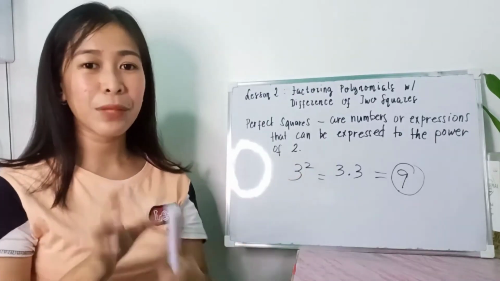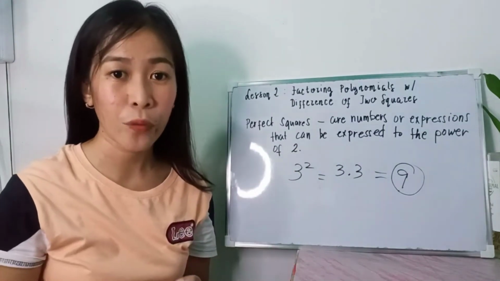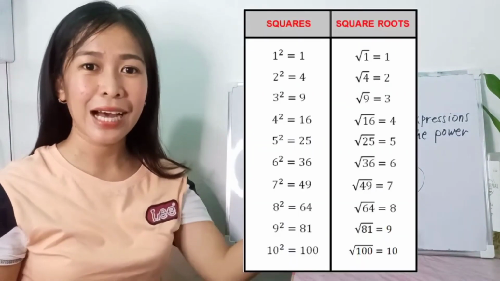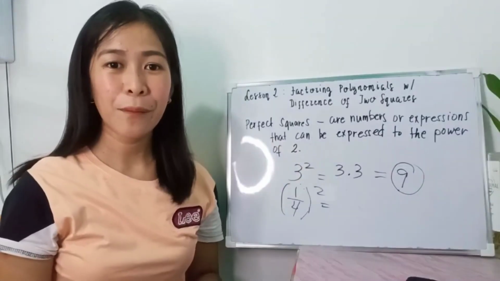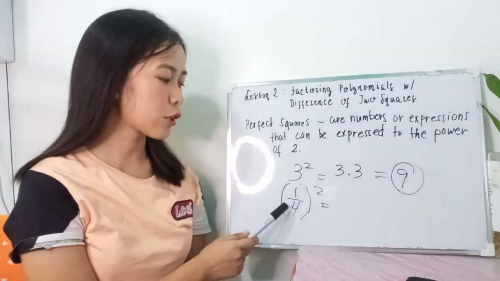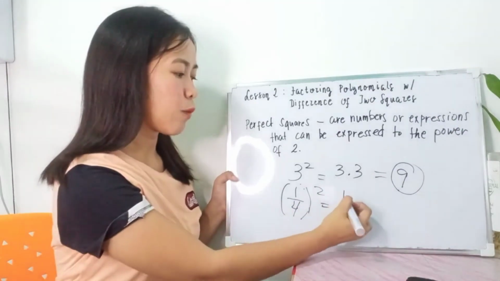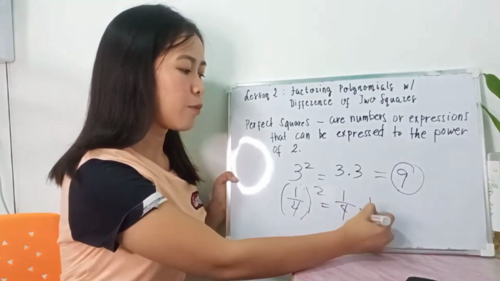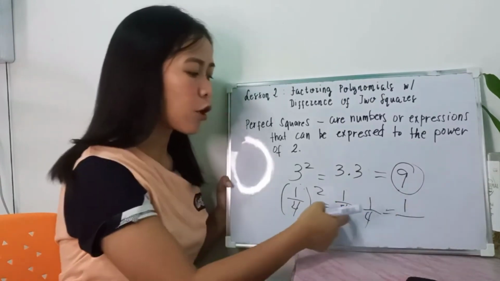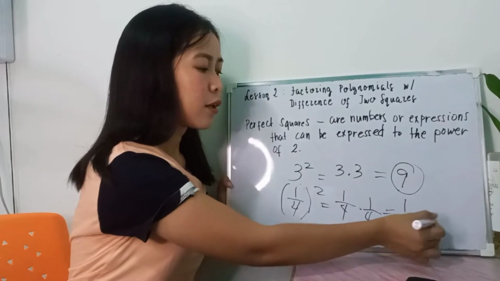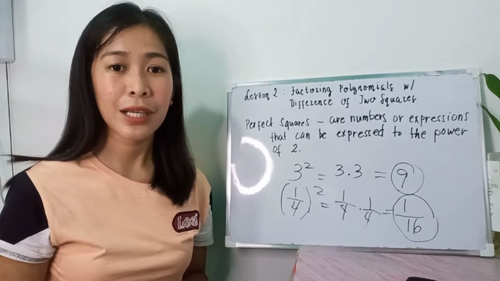Okay? So, ganun lang kasimple. Lahat ng number, kapag dinoble nyo yan, ang sagot doon is a perfect square. Alright? And maglalagay ako dito ng listahan ng mga perfect squares, pero hindi lang to lahat. Okay? So, another example of a perfect square is itong 1/4 squared. Okay? Di ba when we double that 1/4, that would be 1 over 4 times 1 over 4. And that is 1 times 1, that is 1. 4 times 4 is 16. Therefore, 1 over 16 is also a perfect square.